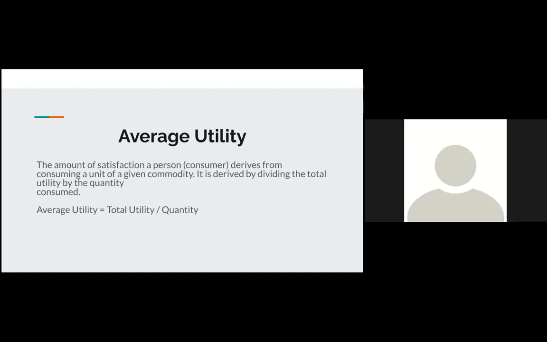Average utility is just what the name suggests: the average. It's the amount of satisfaction that a person derives from consuming 1 unit of a given commodity. So you take the total utility and you divide that by the quantity of the goods that the person has consumed.